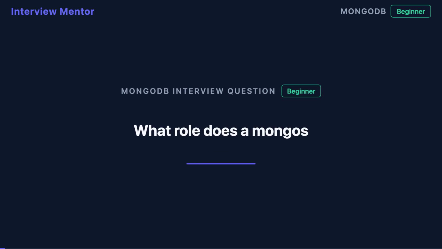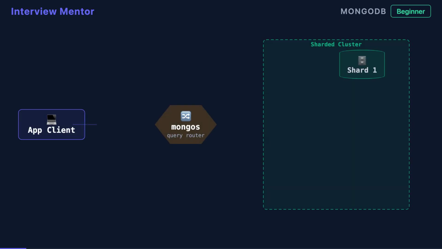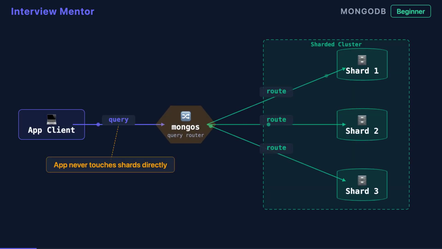In a sharded MongoDB cluster, who actually decides which machine gets your query? That's the job of Mongos, the query router. Your application never talks directly to individual shards. Instead, it connects to Mongos, which acts as a proxy. Every read and write flows through Mongos first. It inspects your query and routes it to exactly the right shard, or shards, that hold your data.